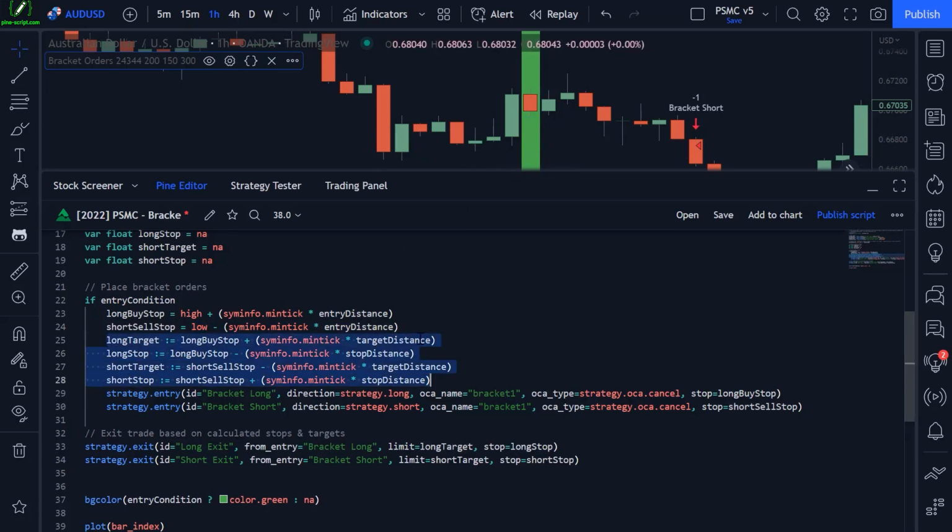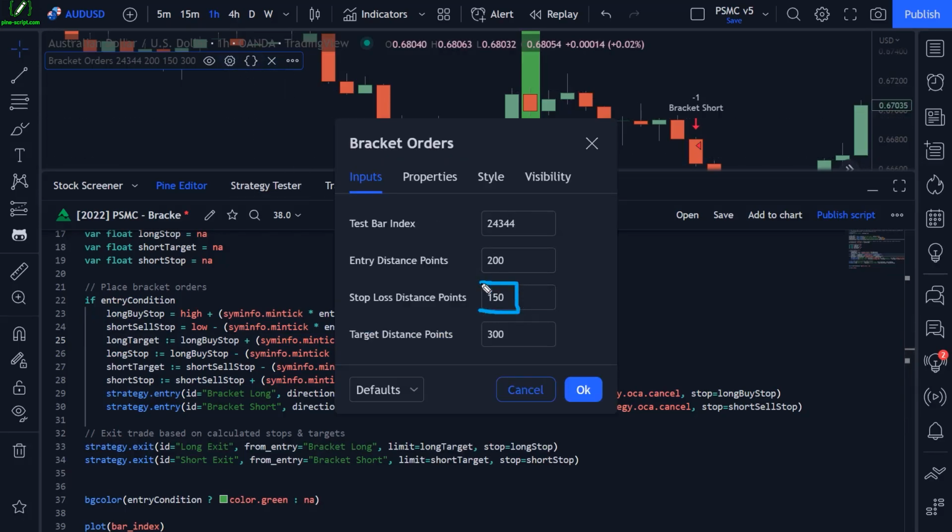Then we are calculating our targets. So our long target is our buy stop price plus the minimum tick value multiplied by our target distance in points. So in this case, that would be 300 points from our entry.